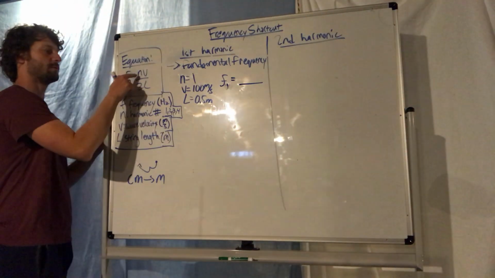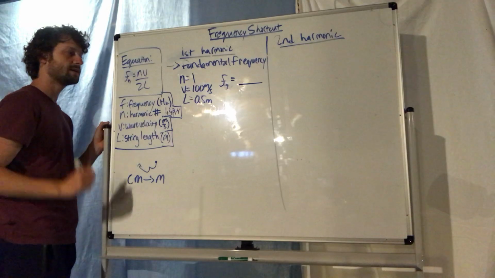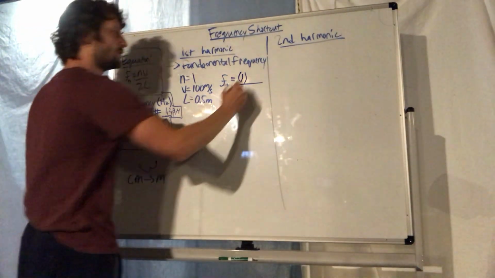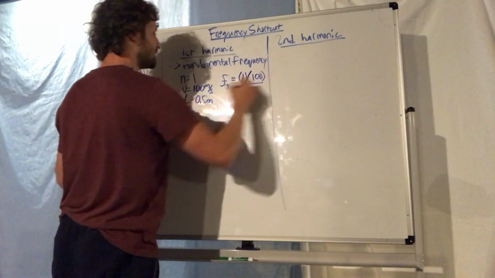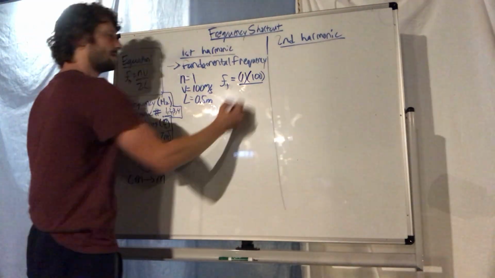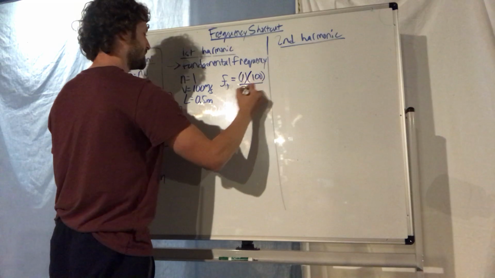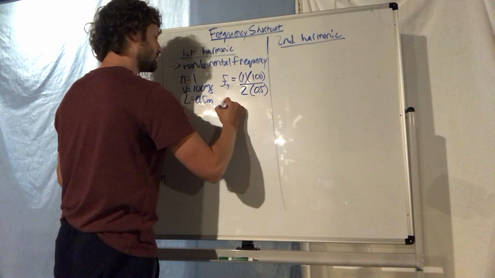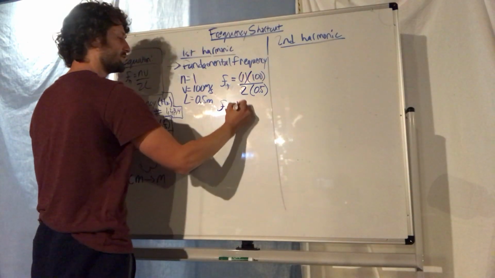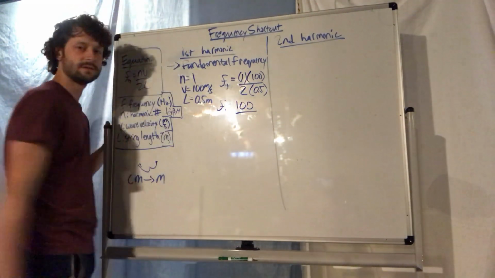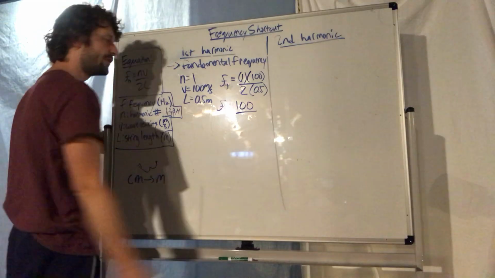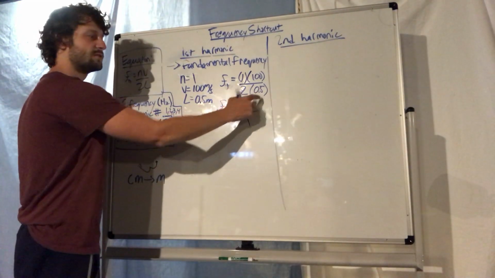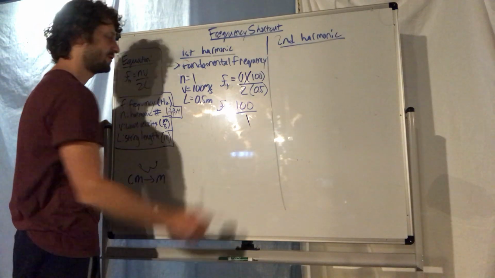On the top, where we write N times V, we're going to write 1 for N because I'm in the first harmonic. We're going to write 100 for V because we listed that here. And we're going to write 2 times L. And L was 0.5. So F1 is 1 times 100 on the top, gets us 100. And 2 times 0.5 gets us 1. You could do that on your calculators to confirm it is 1.